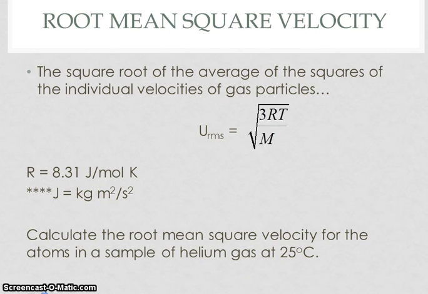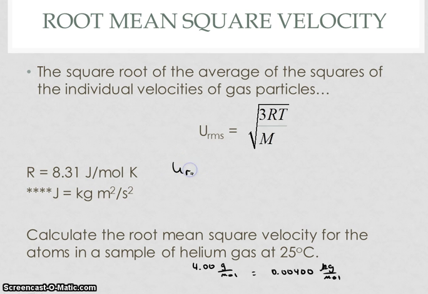So here's our question. Calculate the root mean square velocity for the atoms in a gas of helium at 25 degrees Celsius. Now, we look up helium on the periodic table, and it tells us its molar mass is 4.00 grams per mole. Now, when we plug all this into the equation, we're going to have an issue, because our R value is in kilograms and our molar mass is in grams. So we're going to convert our grams per mole to kilograms per mole. So we're going to get 0.00400 kilograms per mole, and then our units will eventually cancel out.